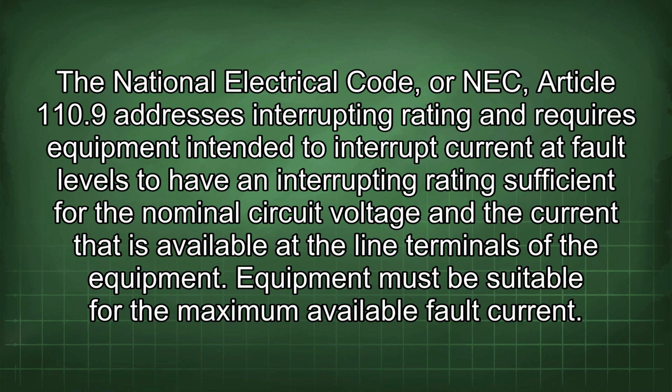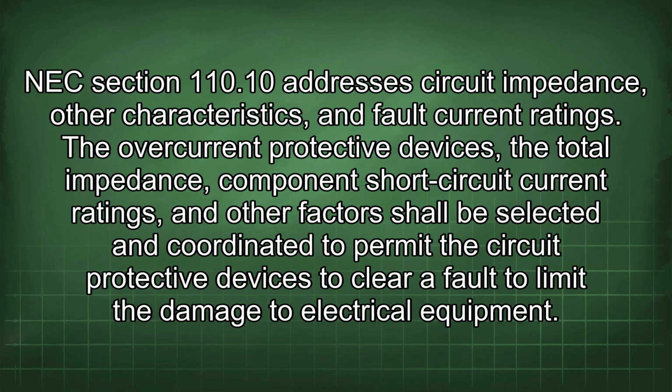The National Electrical Code, or NEC, Article 110.9 addresses interrupting rating and requires equipment intended to interrupt current at fault levels to have an interrupting rating sufficient for the nominal circuit voltage and the current that is available at the line terminals of the equipment. Equipment must be suitable for the maximum available fault current. NEC Section 110.10 addresses circuit impedance, other characteristics, and fault current ratings.